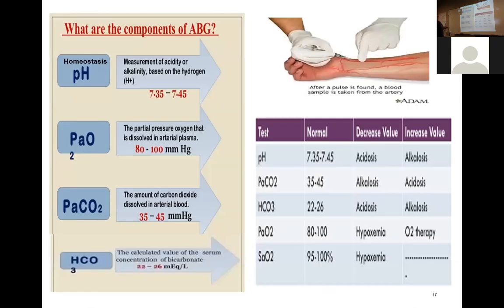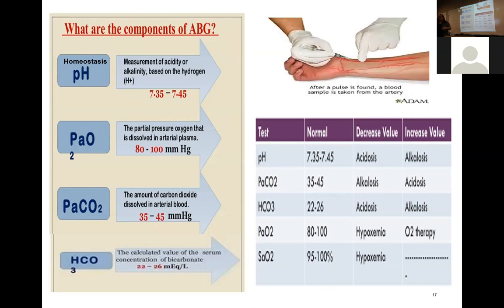Again, this is just another chart of information. We talked about pH being the measure of acidity or alkalinity based on the hydrogen balance. And we know that 7.35 to 7.45, if we get too far out of that, it's not compatible with human life. It's a very small window.